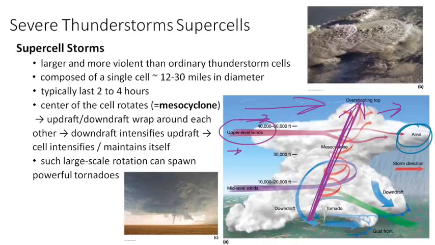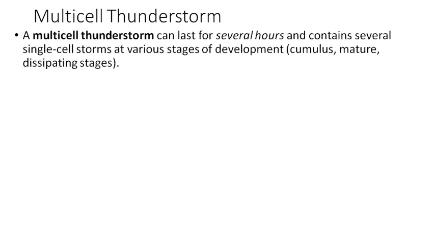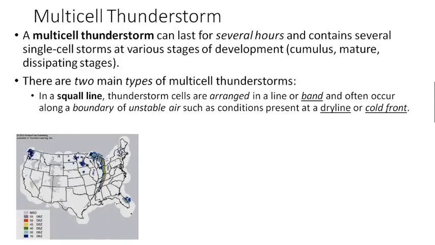So I also want to mention this idea that thunderstorm cells sometimes come in a system of thunderstorm cells. And each cell actually still goes through the cumulus, mature, and dissipating stage, but at different times. So here we have the two types. The first of two types is called a squall line of thunderstorm cells, and I bet you've seen this before.